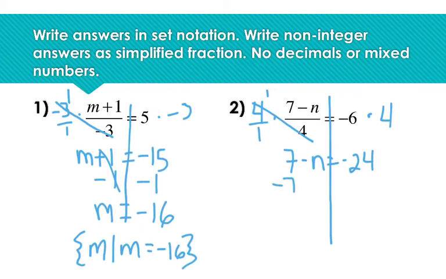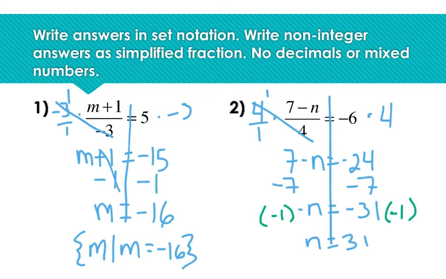So now we'll subtract 7 from both sides. So we get n by itself, so we get negative n. Don't forget that sign to bring it down in front of n. And negative 24 minus 7 is negative 31. Now we have this negative here, so to make it positive, we're going to multiply both sides of our equation by negative 1, because a negative times a negative is a positive, which gives us n equals 31. So in set notation, we say n such that n equals 31.